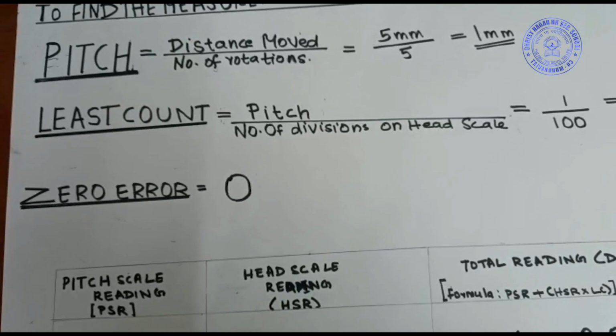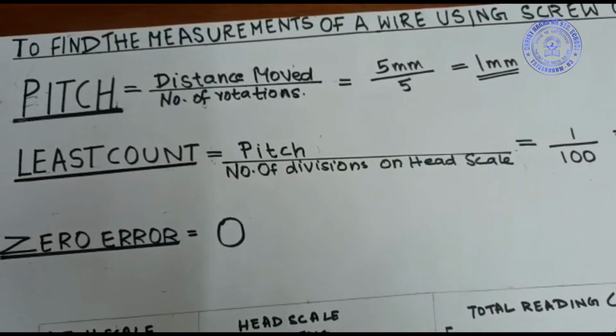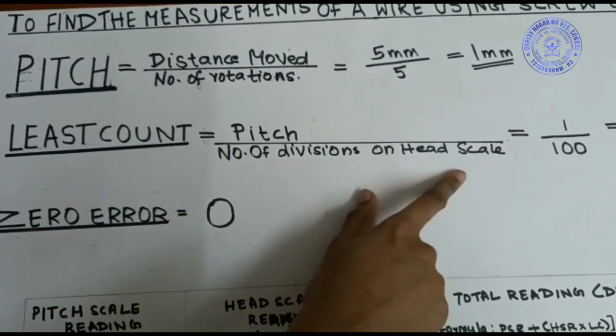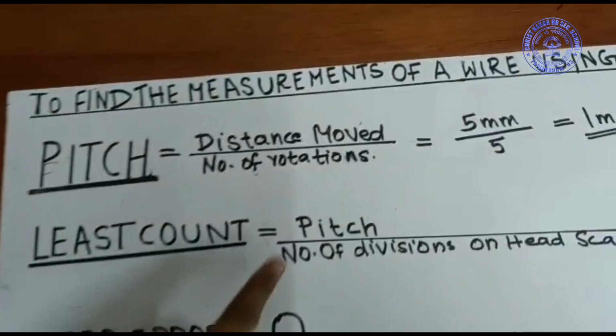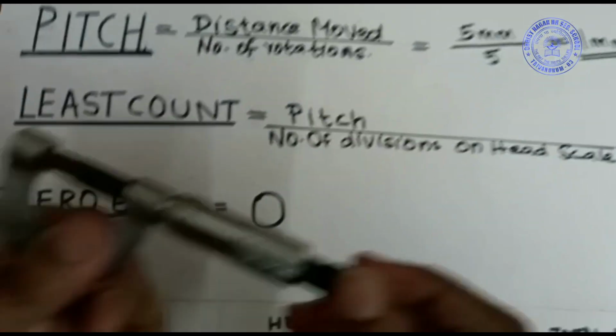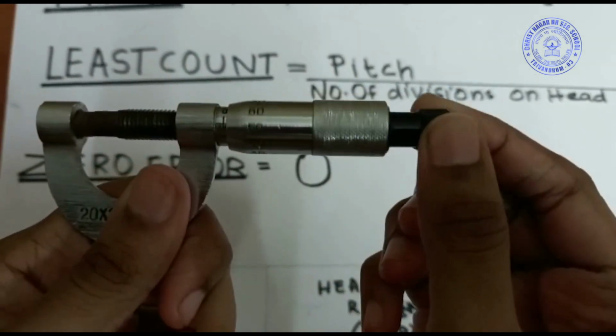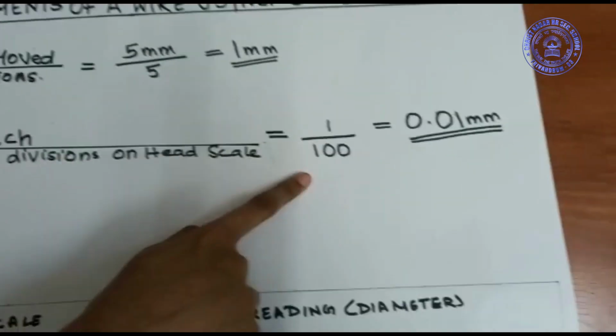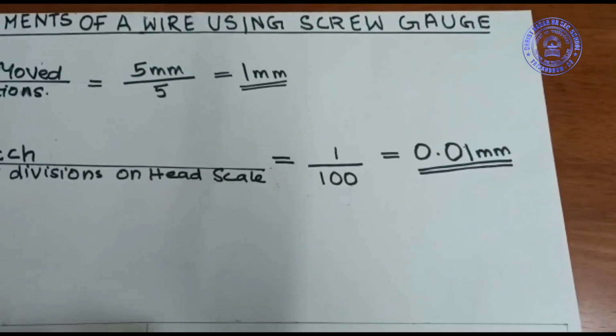The next value we have to find is the least count of the screw gauge, and the formula for that is pitch by number of divisions on the head scale. As we have seen earlier, the pitch of the screw gauge is 1 millimeter and the number of divisions on the head scale is 100. And so the least count is 1 by 100, which is 0.01 millimeters.